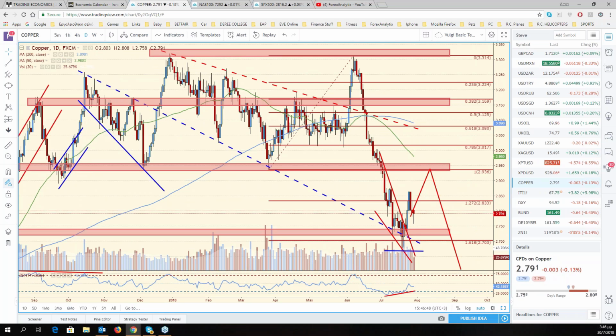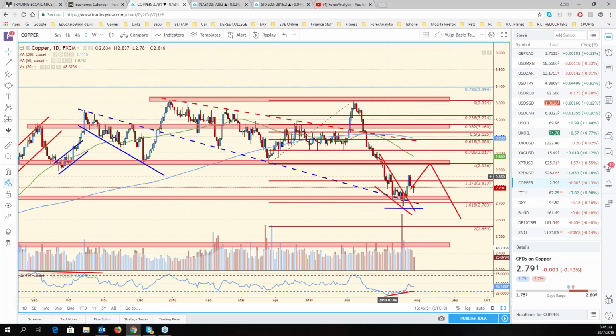Copper has broken above this descending wedge. I think that copper looks more constructive. I mean, I would expect that one more leg to the upside might take place before we see lower prices. So like an A, B, C, right? So I still maintain half of my initial position, which was only half.